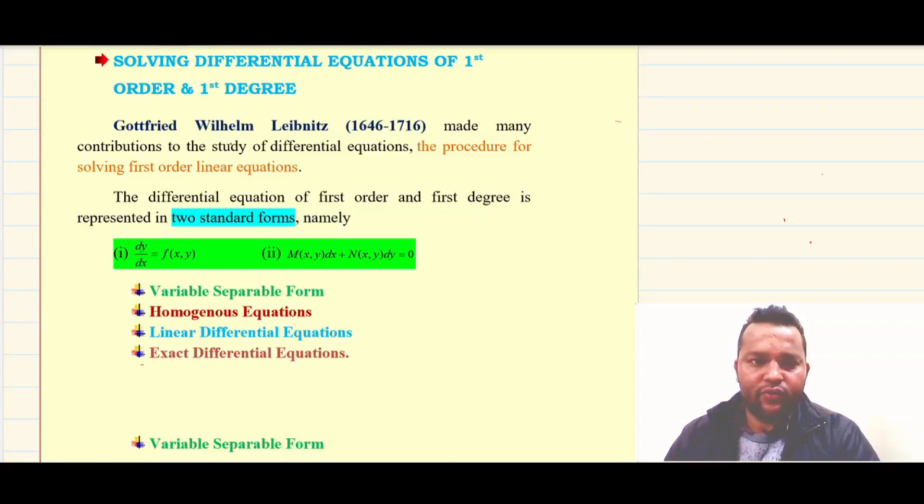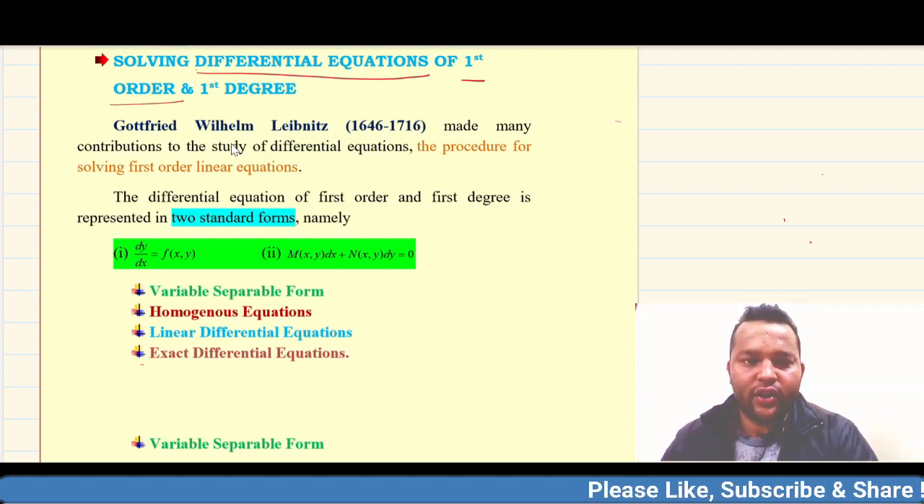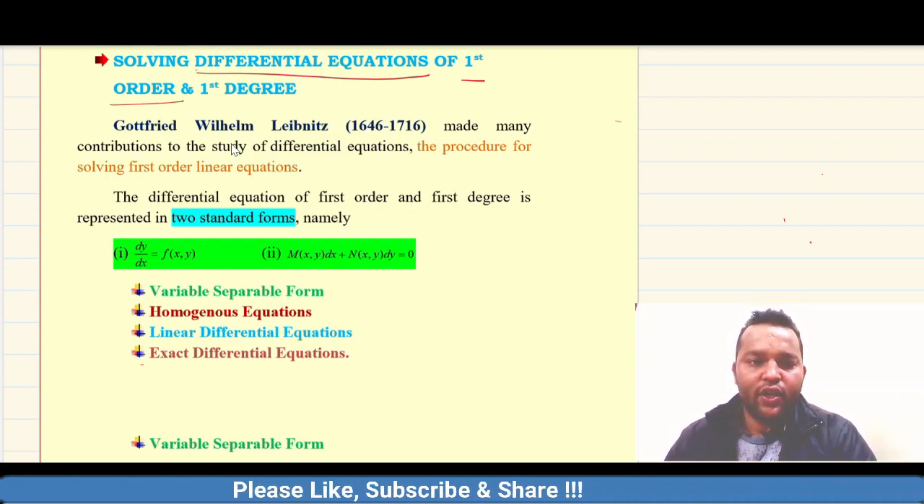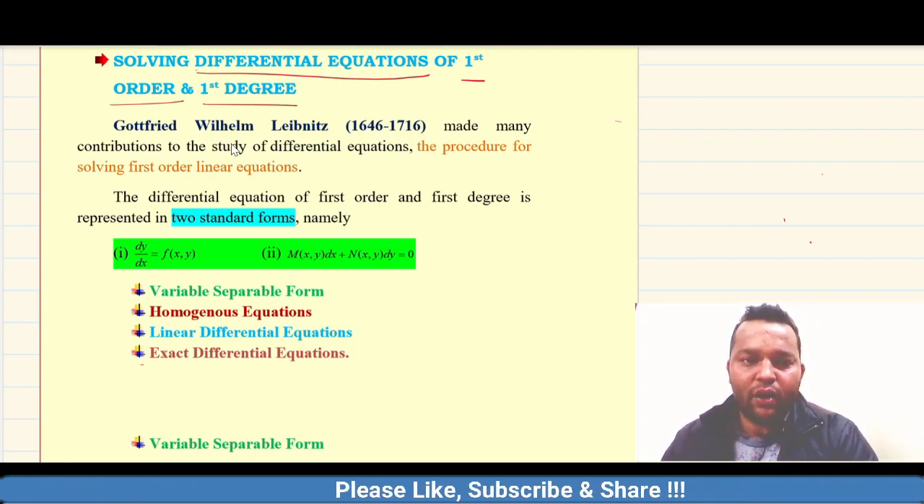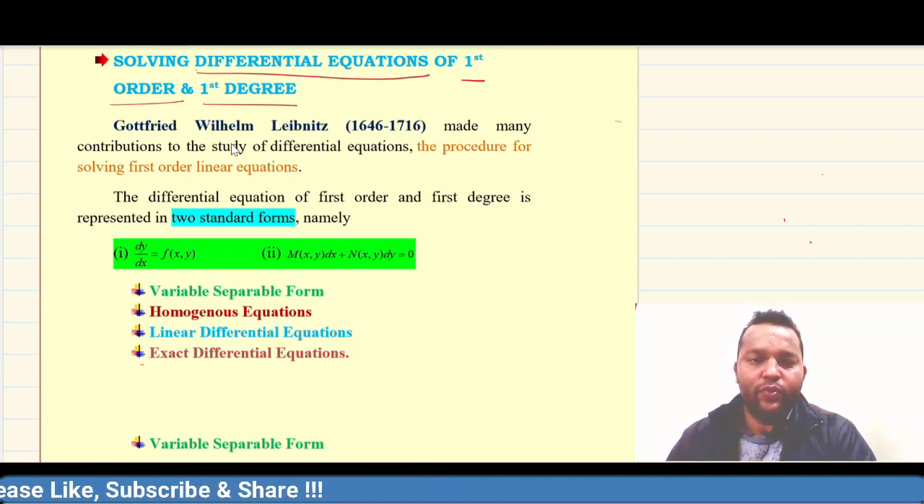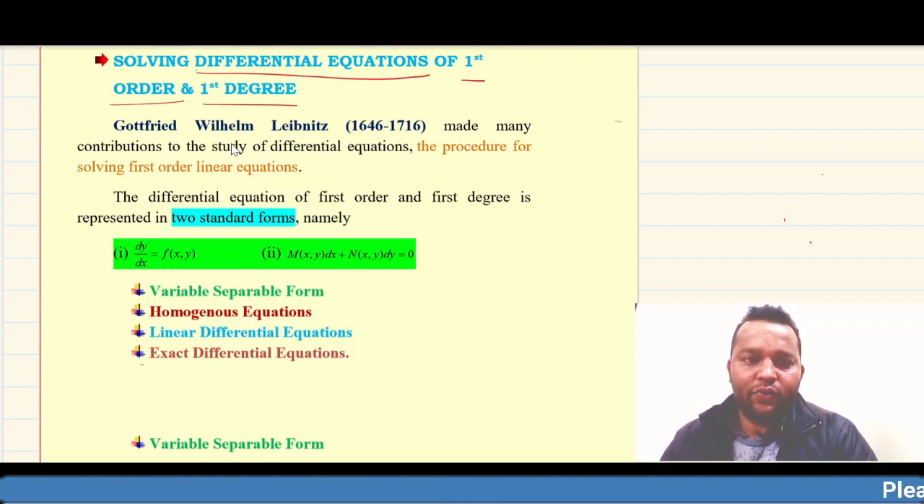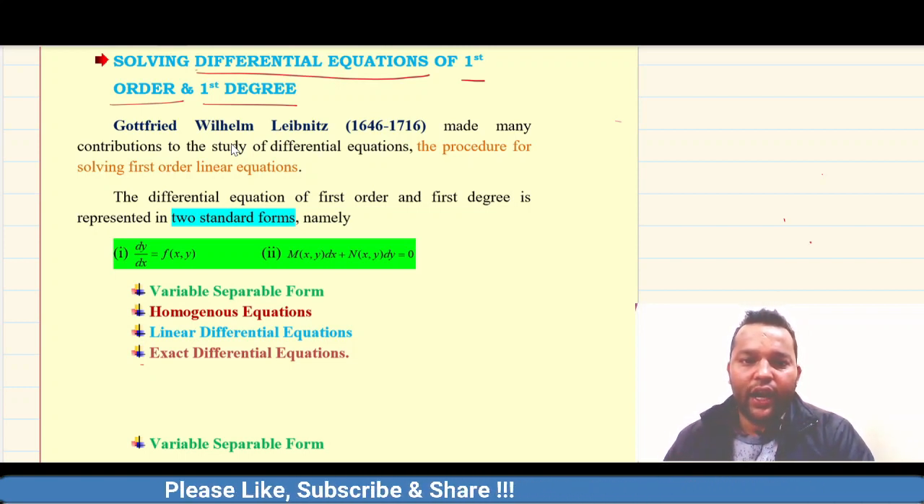Differential equations of first order and first degree. Differential equations means an equation in which derivatives are involved. First order means the highest order derivative in the given equation should be dy by dx. And first degree means its power or exponent, that is the power of dy by dx, should be 1. Such types of equations are said to be differential equations of first order and first degree.